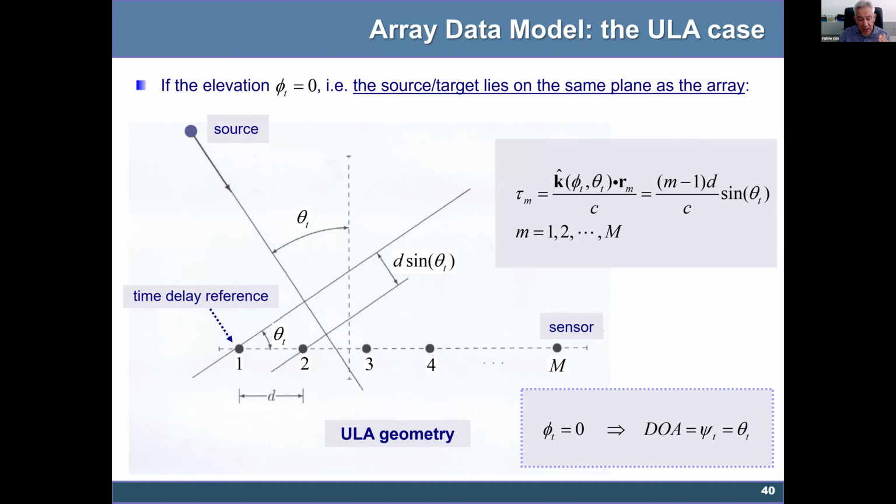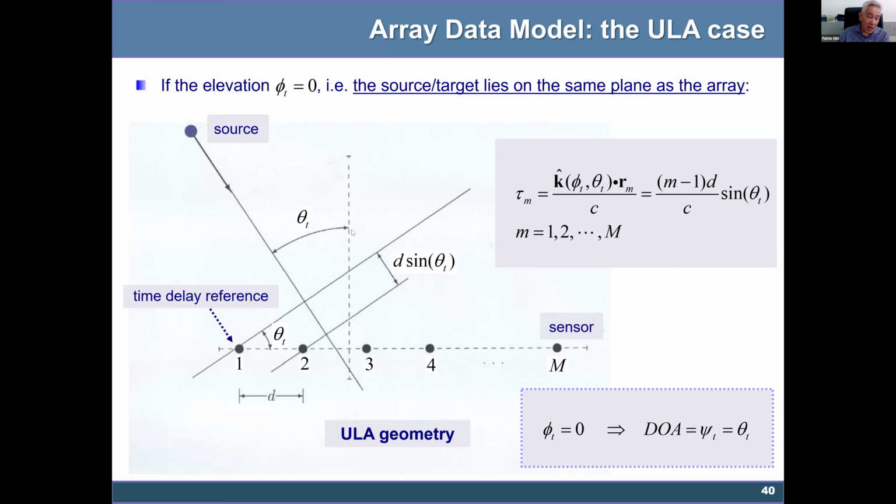You can only estimate the angle, you have to consider this geometry. So the plane that contains the source and the linear array, and the only angle that you can estimate is the angle between the direction of arrival and the vertical to the array.